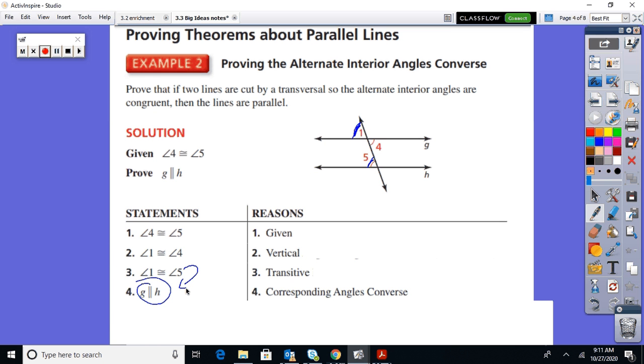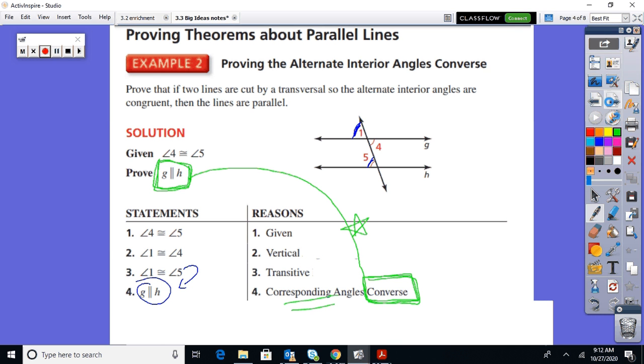And guys, here's the key to these types of proofs. If you're trying to prove lines are parallel, you're going to have one of the converse theorems as your final reason. Again, if you have to prove lines are parallel, it will be the converse of one of the 4 theorems, whether it's alternate interior, exterior, corresponding, or consecutive.